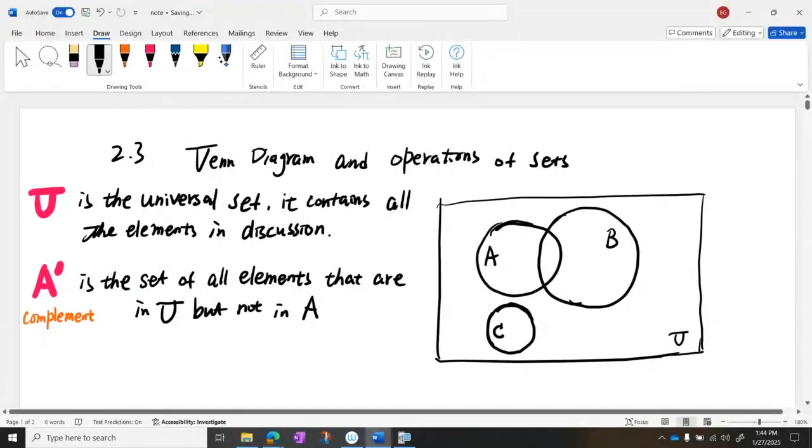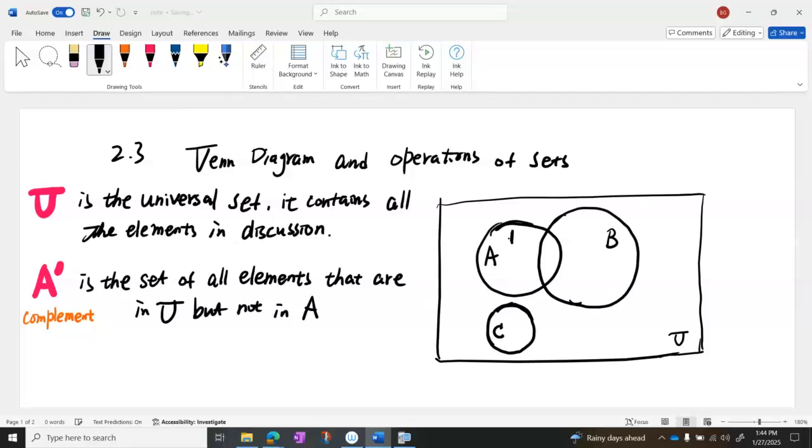A prime here means not A. So let me give some elements in the Venn diagram. Let's say we have 1, 2, 3, 4, 5, 6, 7, 8, 9, 10.